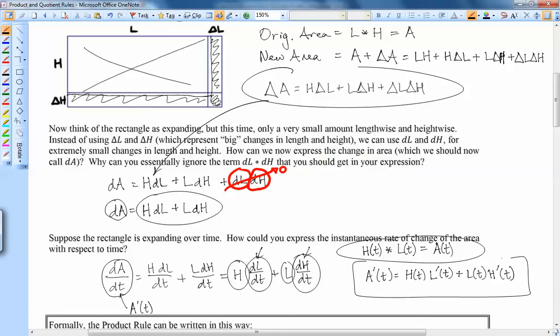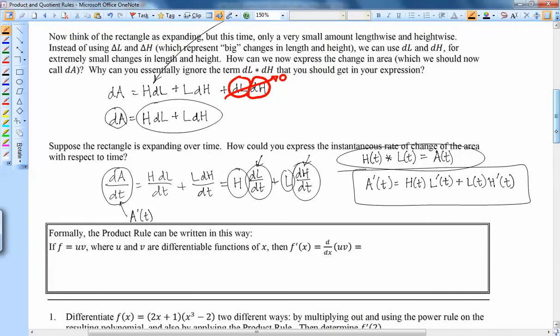So this right here is what's called the product rule, and typically you see it written a little differently in textbooks. In textbooks, you see this: F equals u times v, just like area equals height times length, where u and v are differentiable functions of x. So u and v are really functions of x, so it's like u of x and v of x, just like L and h were really L of t and h of t. They're differentiable functions of x, so if they're differentiable, that means u prime and v prime of x exist.